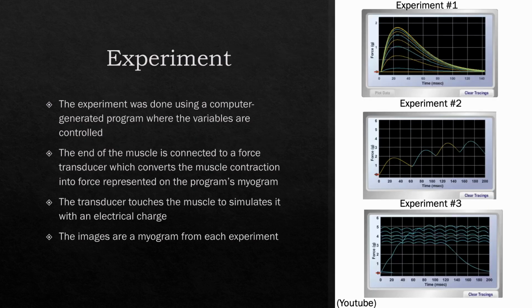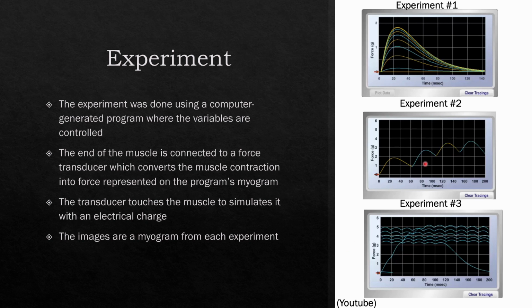So for the experiment that we had to do, we went through the 3 different experiments here. The experiment was done using a computer-generated program where the variables were controlled, like the voltage for the stimulus, so that each end of the muscle on both sides is connected to a force transducer, which is then able to convert the muscle contraction into force represented on the program's myogram.